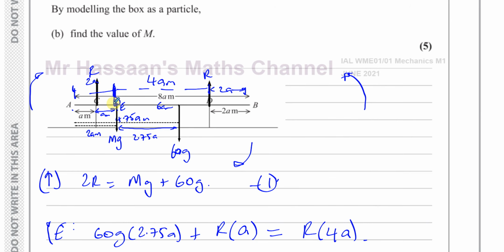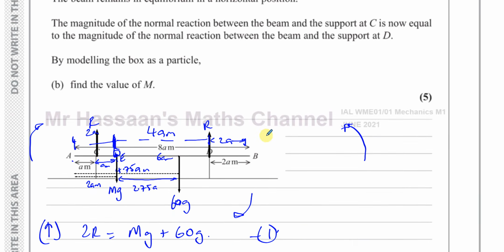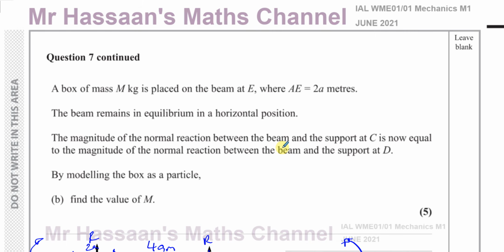I decided to take moments about E because I see that will get rid of the m and I can find what R is. Then, as I did, substitute that R into this equation to find what m is, which was the goal. So there's the end of question number 7.